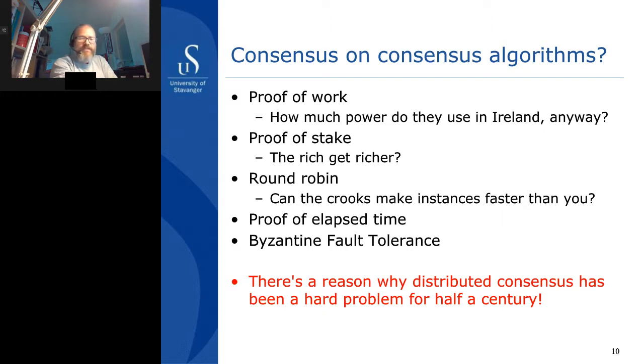Now, this is complicated stuff. And there's a reason why distributed consensus has been a hard problem for half a century. It's very difficult to get right, and it doesn't necessarily scale.